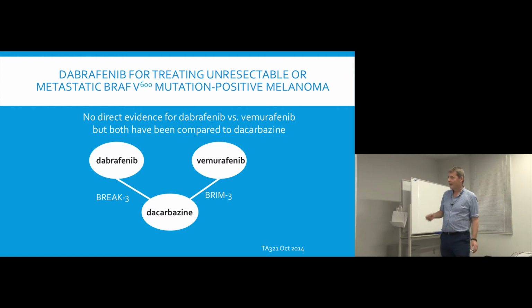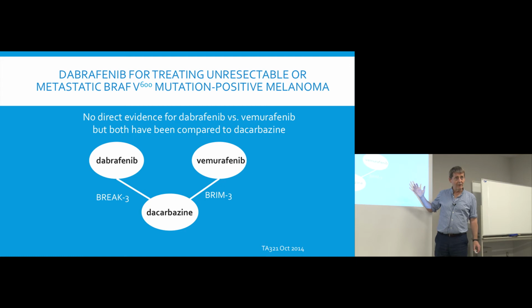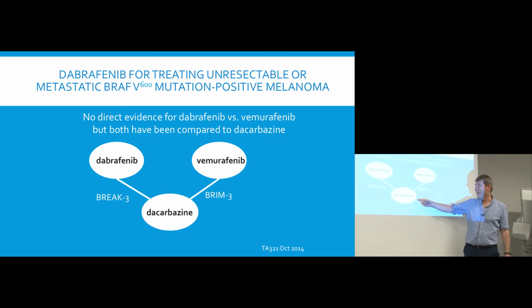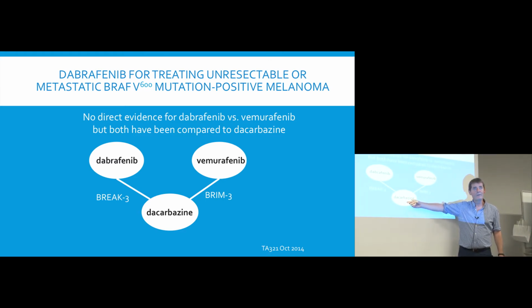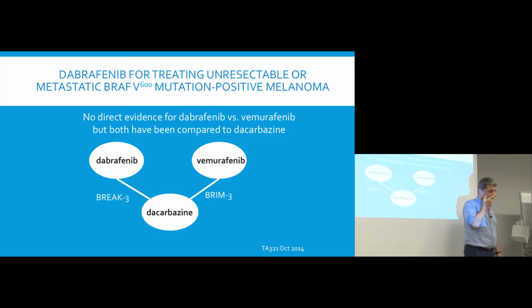So potentially this is a very powerful way of identifying a treatment effect when you don't have head-to-head data. Do an adjusted indirect comparison, but you have to be careful to check that the patients in the dacarbazine arm, or the common arm, in one trial are sufficiently similar to the patients in that arm in another trial.